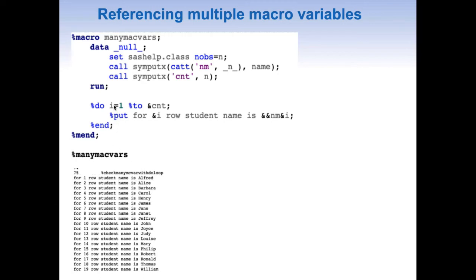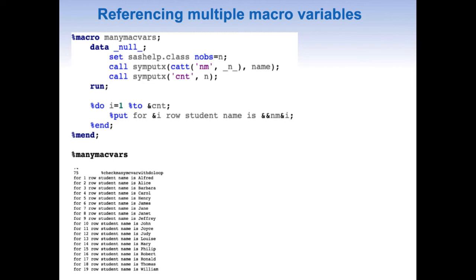When i moves to 2 in the second iteration, this &&nm&i becomes &nm2 and it resolves to Alice. In the same fashion, till 19, we will be creating macro variables from &nm1 to &nm19, and we can access the macro variable values by doing so. Here in the result you can see that we have the values Alfred, Alice, Barbara, Carol to William just by having this &&nm&i.